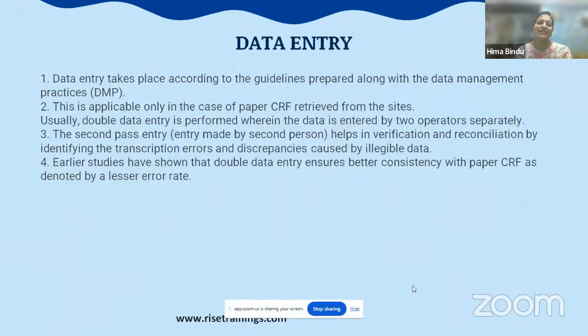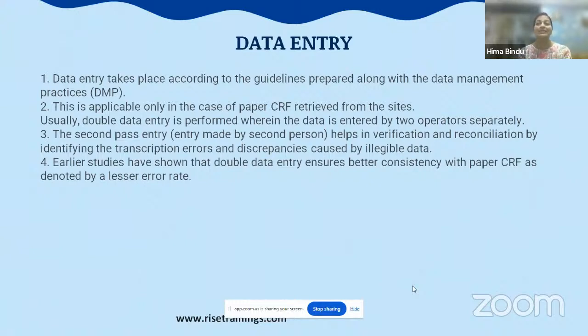Next, data entry. As I said, we have some rules and regulations for entering the data in clinical data management. As per the regulations, the data entry has to be done by the site team. This is applicable only in the case of paper CRF, so whichever guidelines we have to follow, we follow if it is a paper CRF. But if it is an eCRF, we'll already have a database. The database will ask you some questions.